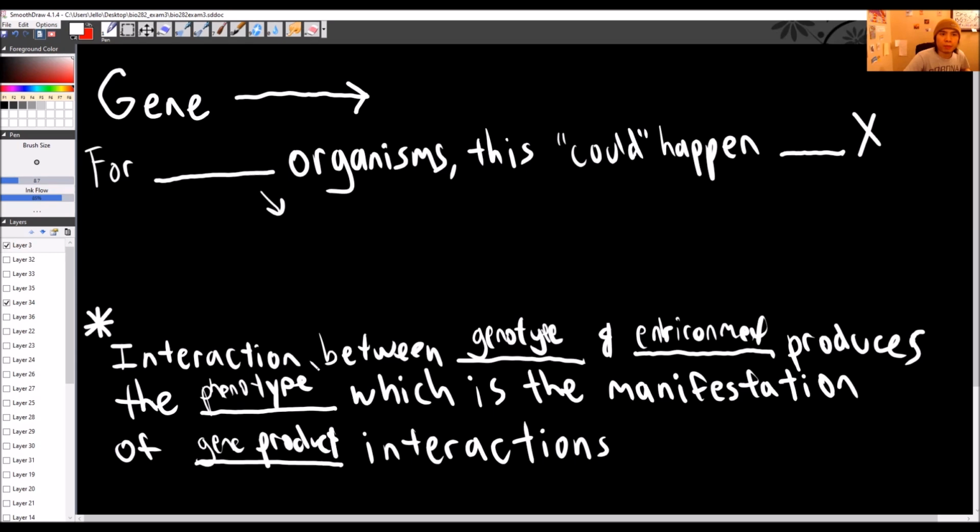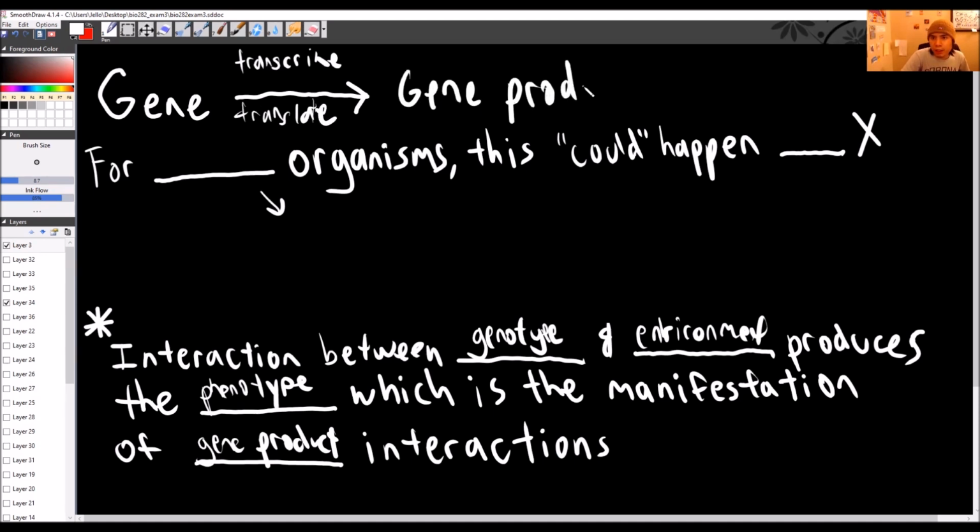Okay, so what does it mean? What is a gene product? So we have our gene, it codes for a polypeptide. We would have to transcribe our gene, and then we would have to translate it. And then from that, we get our gene product. And it is exactly what it sounds like. It is a product of our gene.